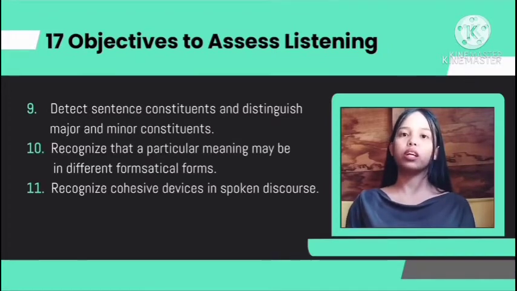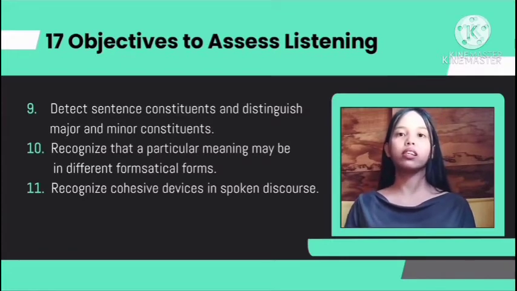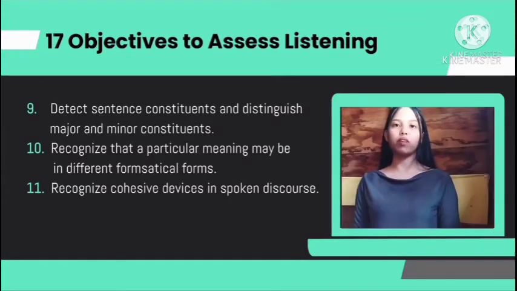Number 9, detect sentence constituents and distinguish between major and minor constituents. Just like what we did in our syntax class before, the tree diagram, where we determine the parts of the sentences. Number 10, recognize that a particular meaning may be expressed in different grammatical forms. And number 11, recognize cohesive devices in spoken discourse. So that's all for the micro skills objectives.